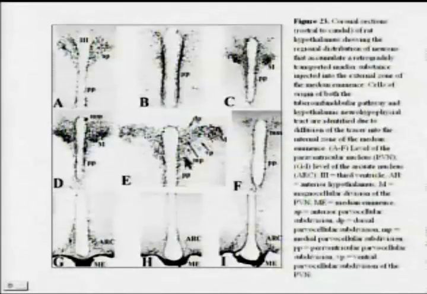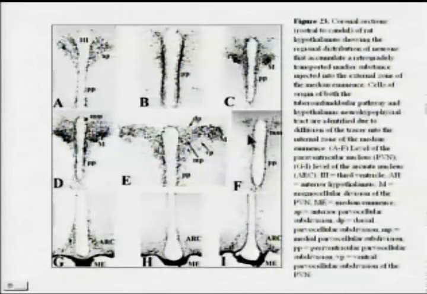The dorsal parvocellular, medial parvocellular, ventral parvocellular neurons, and the periventricular parvocellular neurons, many of them, we can't say all of them, but many of them project to the median eminence and are involved in the regulation of the anterior pituitary.